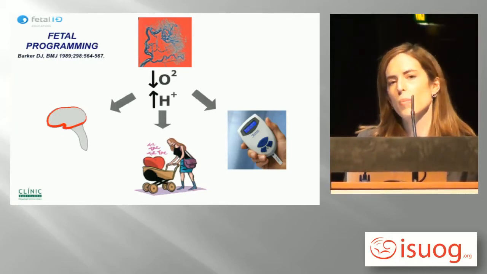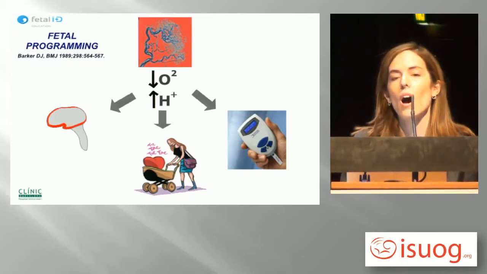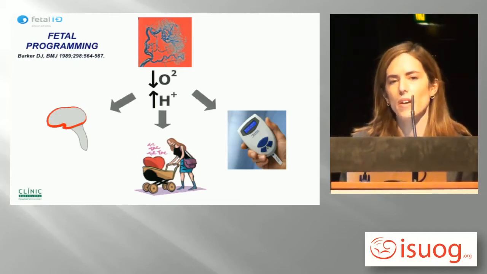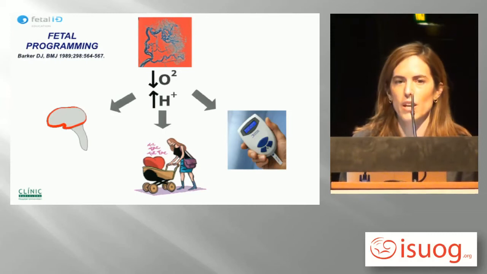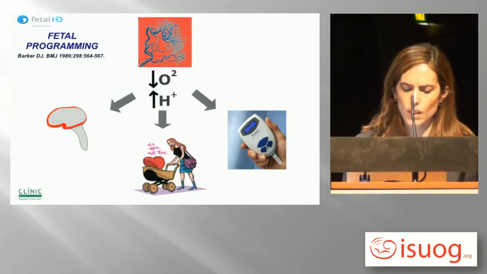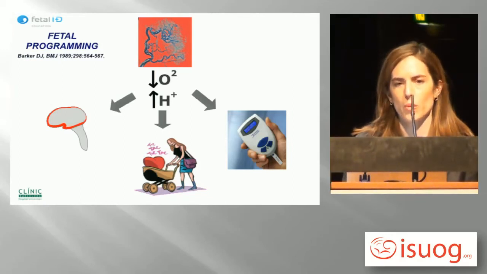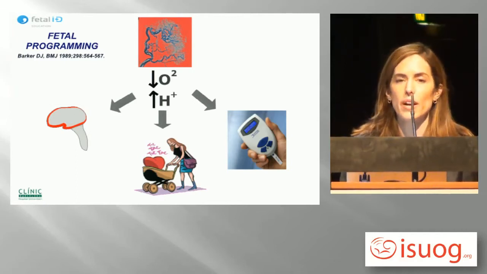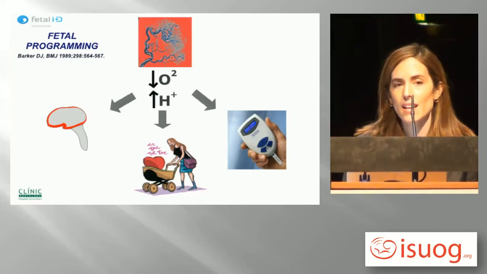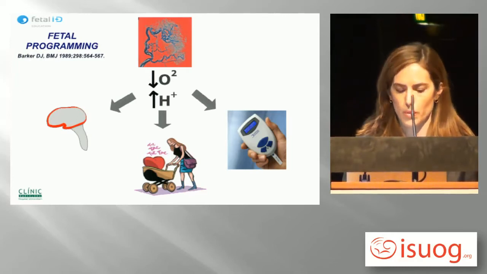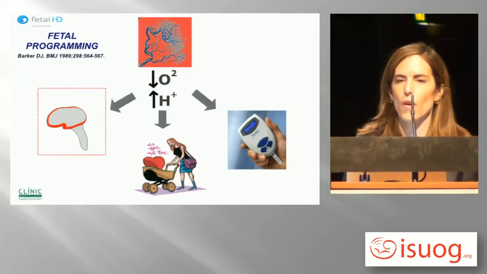And this was proposed because he saw that some adults that were born with low birth weights were more likely to develop cardiovascular disease and also type 2 diabetes. So this concept was named fetal programming. Fetal programming, we know, can affect metabolic programming, also cardiovascular programming, and lastly, neurological programming. And this is the focus of our research.